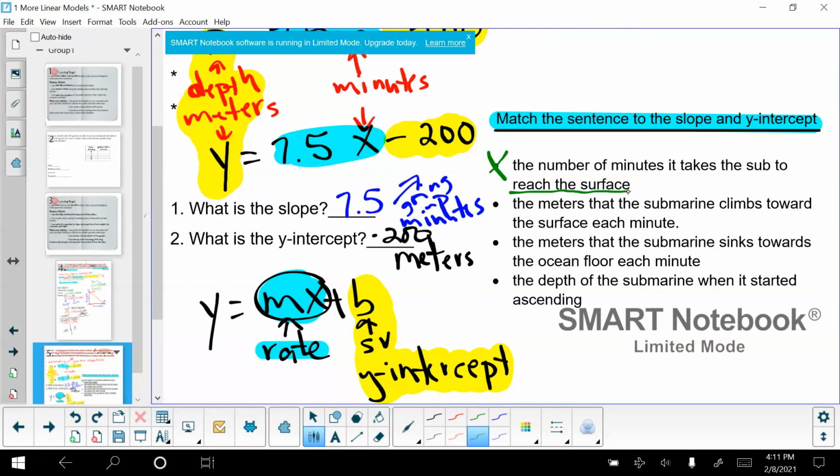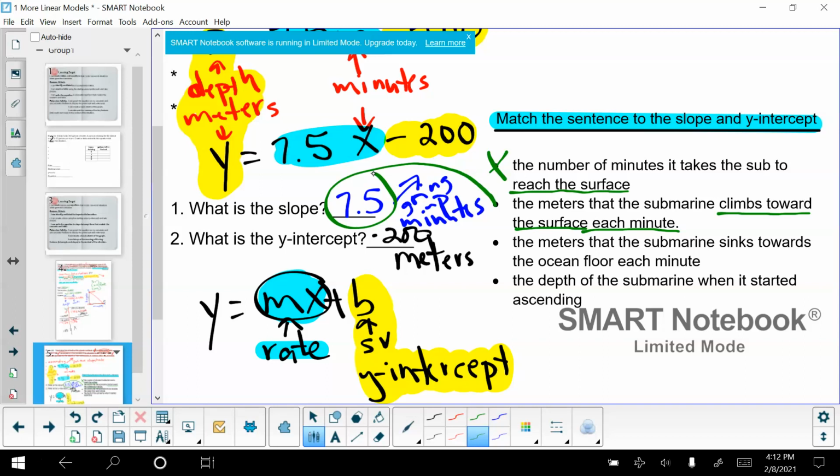Okay, the second one says the meters that the submarine climbs towards the surface each minute. Well, that's kind of interesting because it says climbs toward the surface. That would indicate that it's going up and that it's each minute. That looks like a good interpretation of what the slope might mean. That you're going up, you're climbing those 7.5 meters towards the surface each minute. So I'm going to say that this one goes with the slope. That's what that number is talking about, that it's 7.5 is the meters that the sub climbs towards the surface each minute.